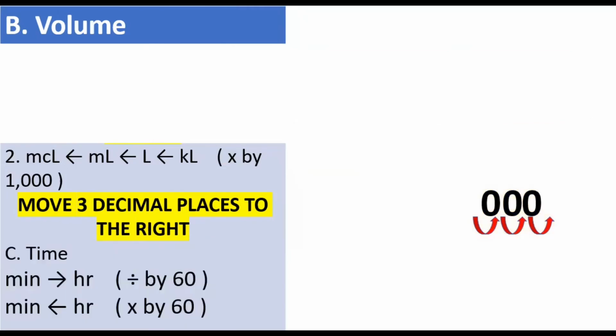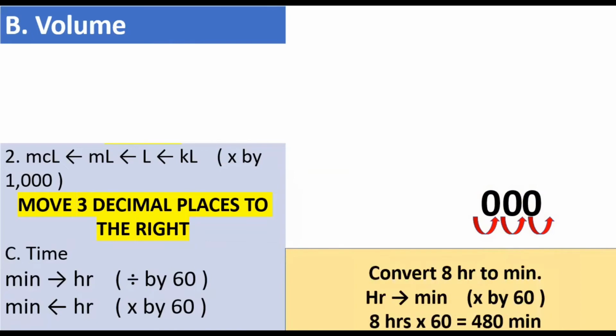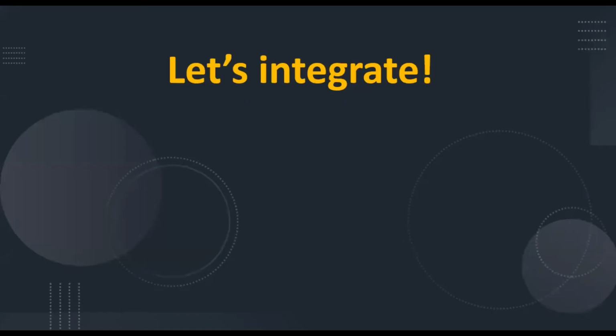Now, when converting time, the equivalent of 1 hour is 60 minutes. So when we convert minutes to hours, we need to divide by 60. And when converting hours to minutes, we need to multiply by 60. For example, convert 8 hours of infusion to minutes. So that will be 8 hours multiplied by 60, resulting in 480 minutes.